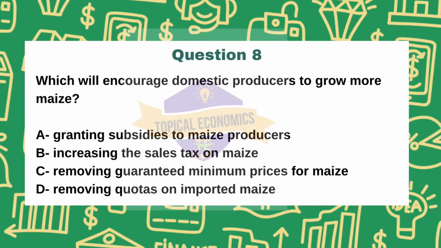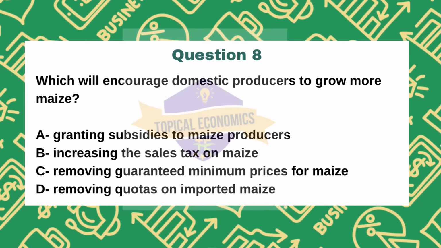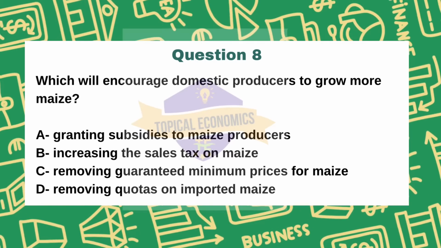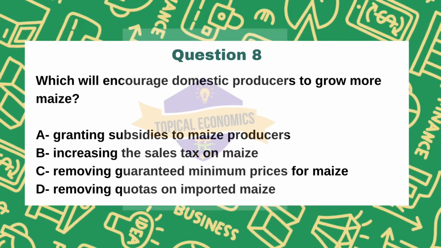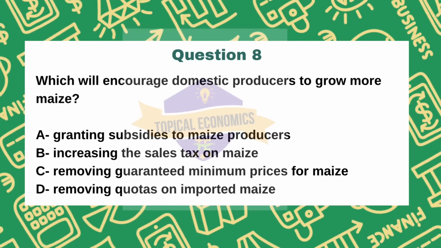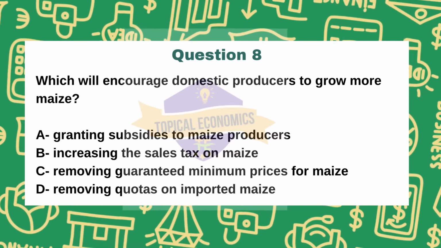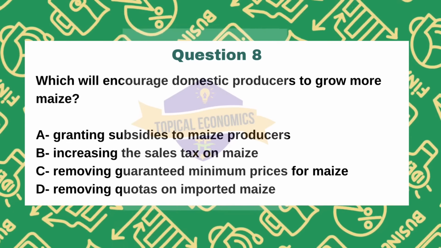Moving to the 8th question. Which will encourage domestic producers to grow more maize? A. Granting subsidies to maize producers. B. Increasing the sales tax on maize. C. Removing guaranteed minimum prices for maize. D. Removing quotas on imported maize. The correct answer for this question is option A. Granting subsidies to maize producers.